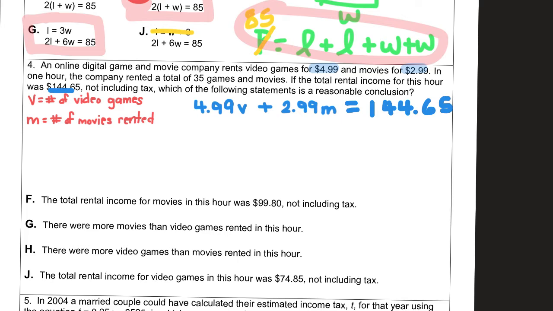Now the next equation is going to be based on what information they give us. It says there's a total of 35 games. That's what I like to call a count. It's a total of 35 games and movies. So we'd have M plus V equals 35. Now you have 3 choices to solve this. You can solve it by graphing, you can solve it by substitution, or by elimination. Please pause the video here and solve using your most favored method.